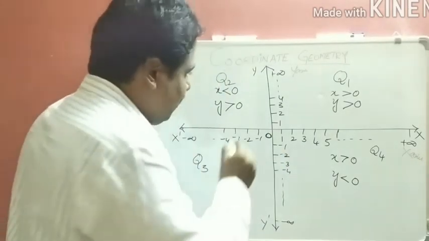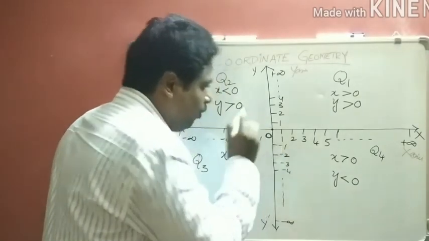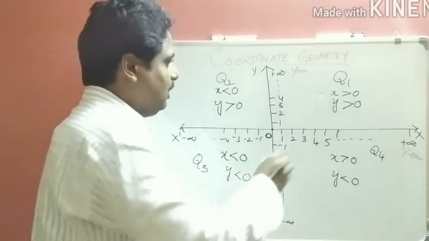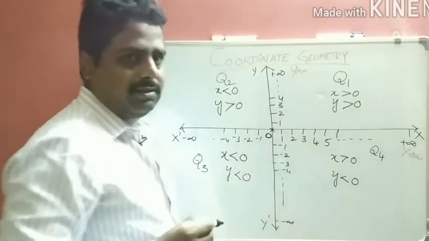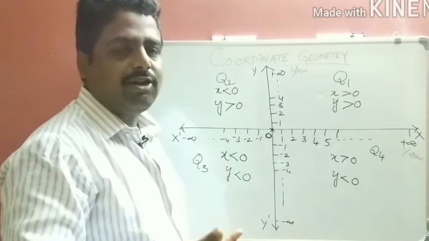So all is okay. What about this O? Here we have O. I already told you that the intersection of the horizontal line and the vertical line is called the origin. Origin means a starting point.